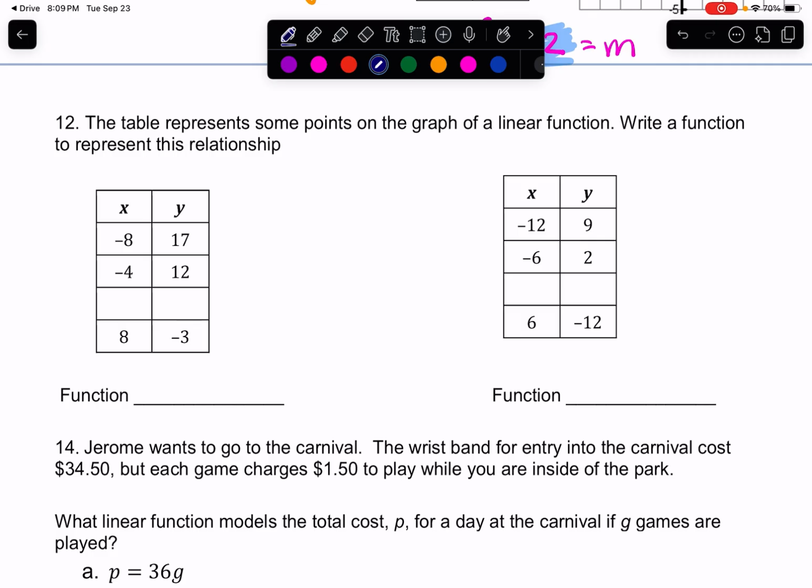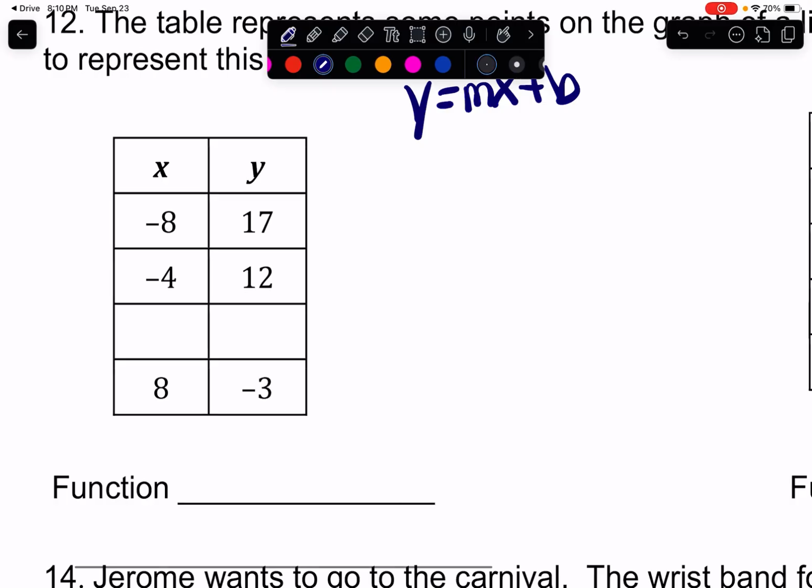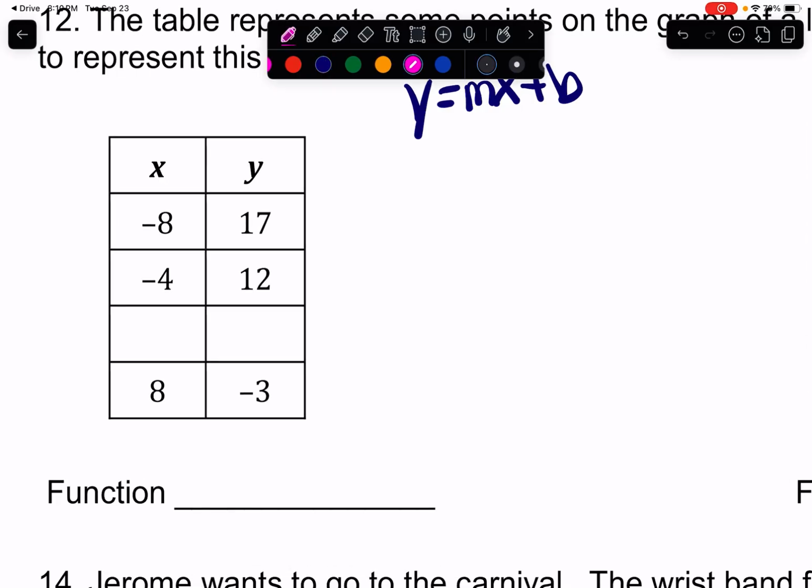Okay, so if we're going to write a function, we need y equals mx plus b. I'm going to zoom in so I don't have to write so big. Okay. Here we go. So this means that I need the slope and I need the y-intercept. I need to figure out what the slope is and I need to figure out what the y-intercept is.